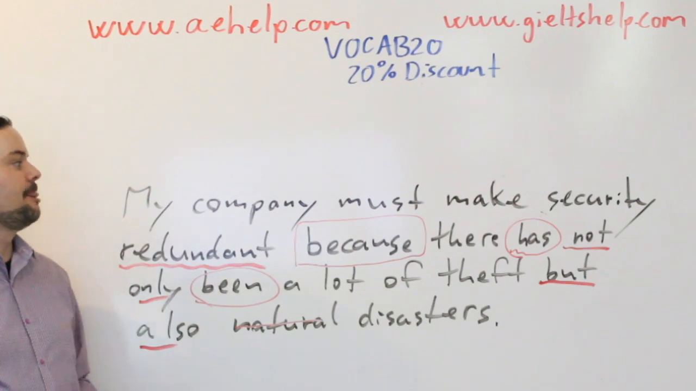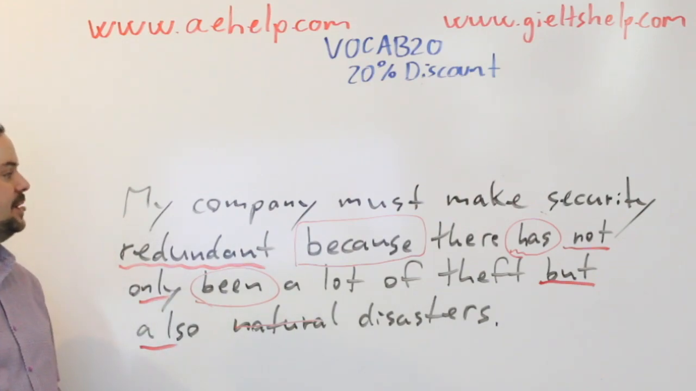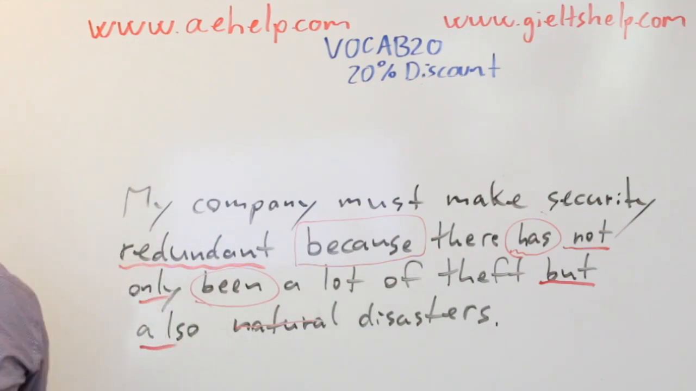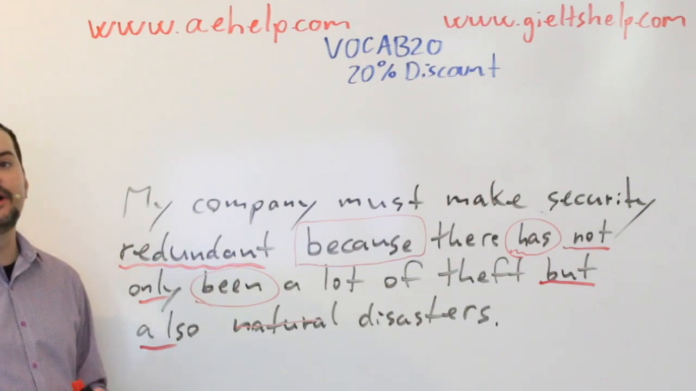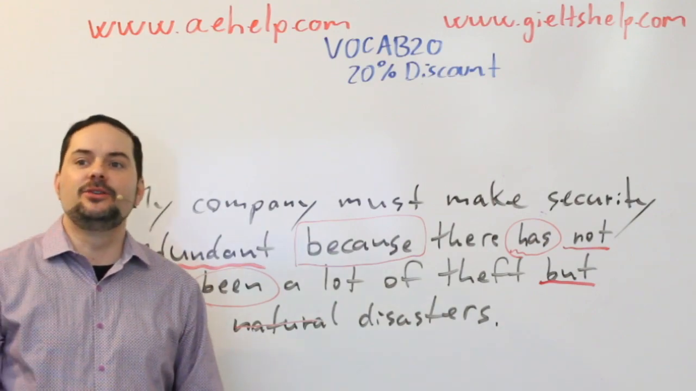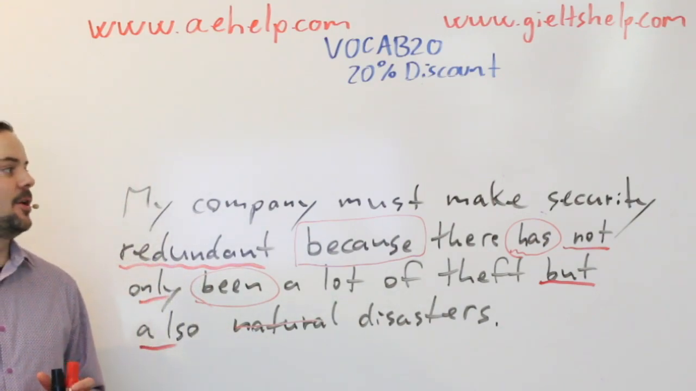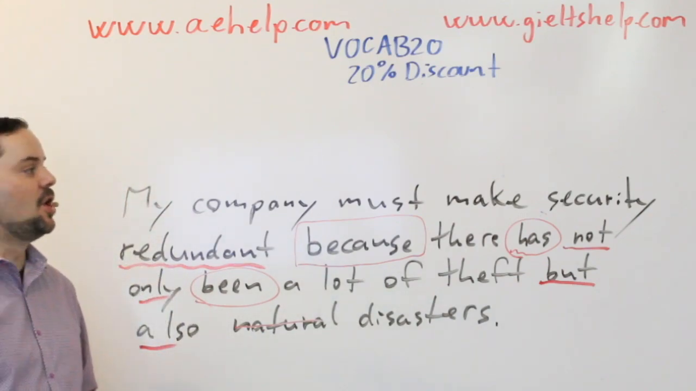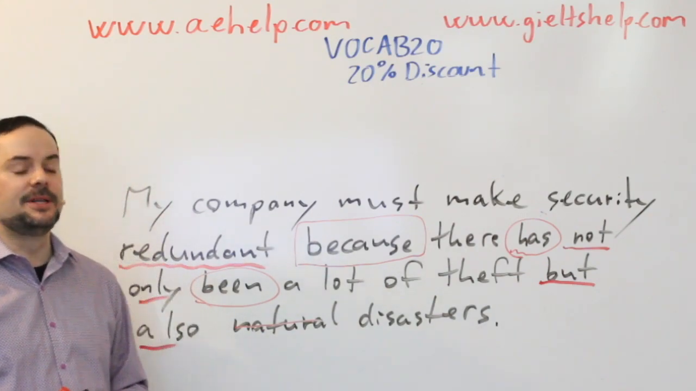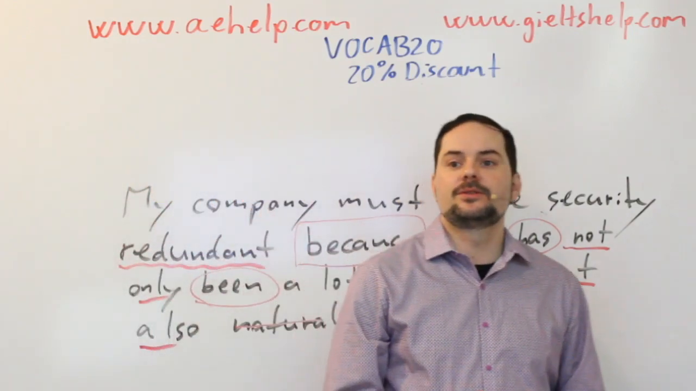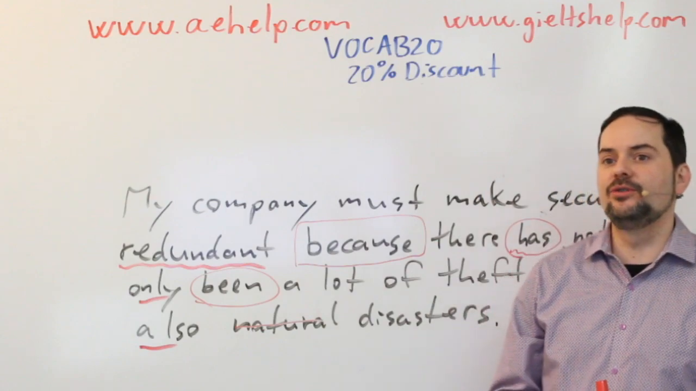My company must make security redundant because there has not only been a lot of theft, but also disasters. Okay, so can somebody paraphrase this sentence? Surprise me. Do your best. And obviously, I'll give you a minute to do this because it is a tricky, long sentence with a lot of elements. So try and do.